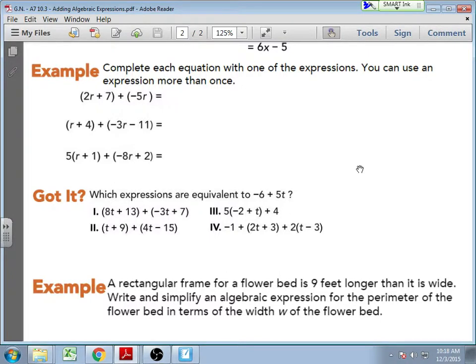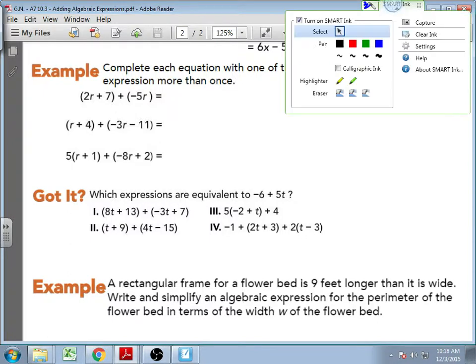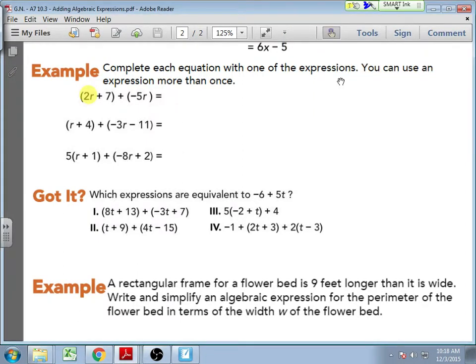So we'll do this first one together, then I'll do the next 2 on your own. We want to regroup. So I like to do the variables first. If you had a highlighter, here would be a very good time to use that highlighter. 2r, negative 5r, I'm going to put those together. And I'm even going to put them in parentheses to make my life easier.